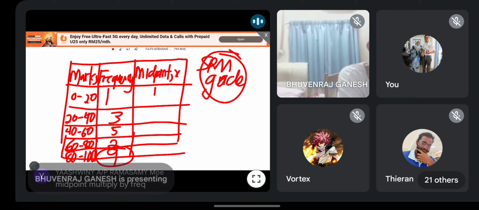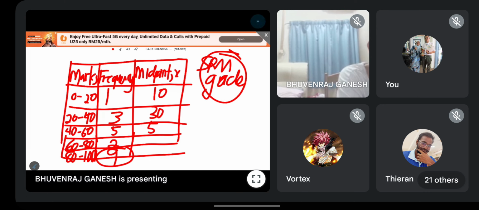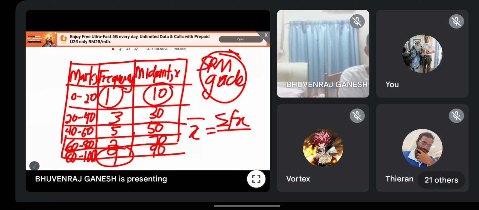Yeah, midpoint multiply with frequency. You should get this for your midpoint. Upper limit plus lower limit, divide by 2. Then times with frequency. The formula is like this. Mean equals to the sum of frequency times midpoint, divided by the sum of frequency. This one is basically your frequency. So I think counting should be no problem.